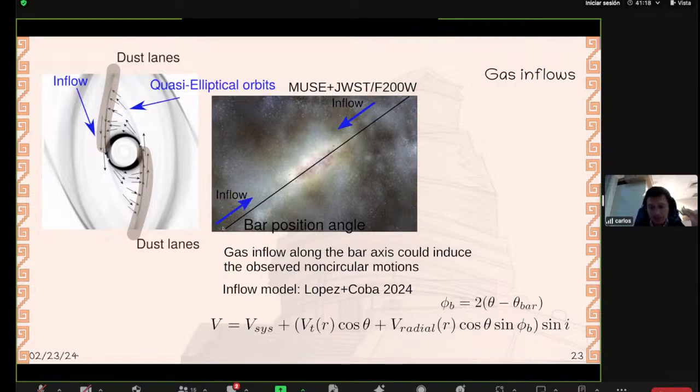And in this paper, López-Coba 2024, we developed a non-axisymmetric inflow model, which tries to take into account an inflow of gas along a fixed position angle. In this case, the bar position angle. So we have in this model the circular velocity and the radial velocity of the gas, which depends, as I mentioned before, on the bar position angle.